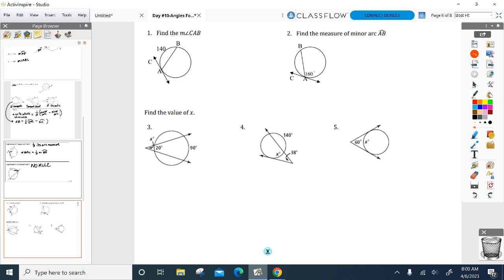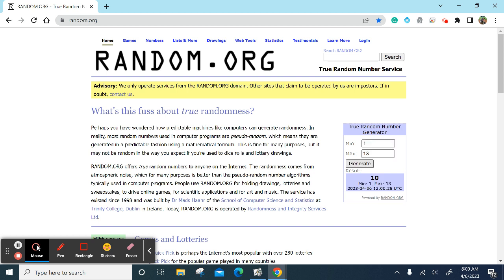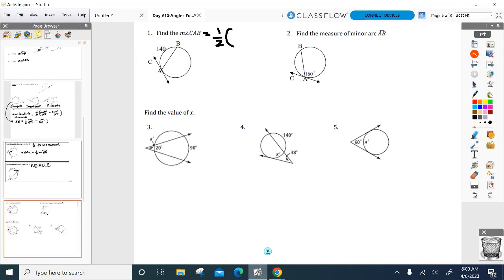Okay, so I go chord and a tangent. It's in between, so I take half the arc measure. And what's the arc measure with CAB? What's that arc measure? 140, yep. So I take half of 140. That angle's going to be 70 degrees. Everyone all good? All right, next one, number 2.